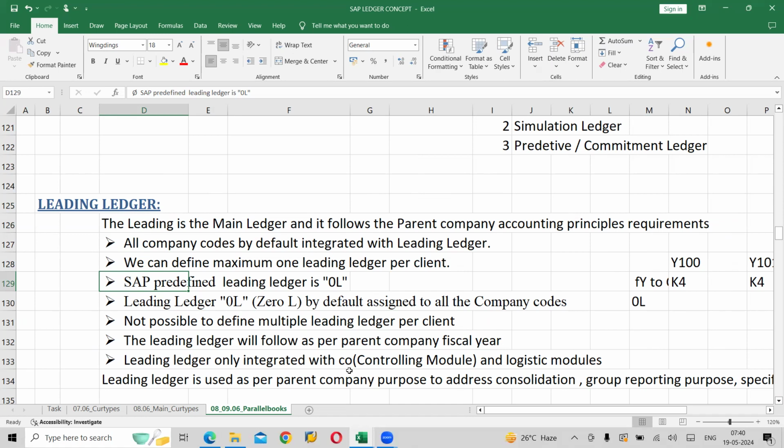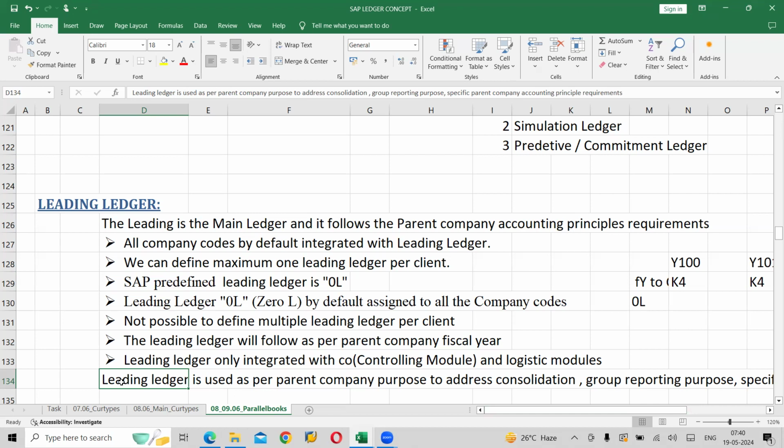So here, leading, we already discussed, right? The non-leading ledger's data stays only in FI. Non-leading ledger, you remember or not? Non-leading ledger data will not flow. It stays only in FI. It will not flow to the CO module or any other logistics module. But the leading ledger is integrated with the CO module and other logistics modules. Okay. Next one.